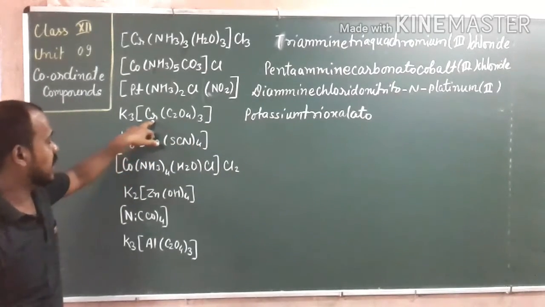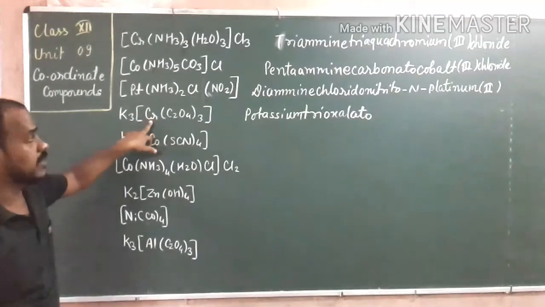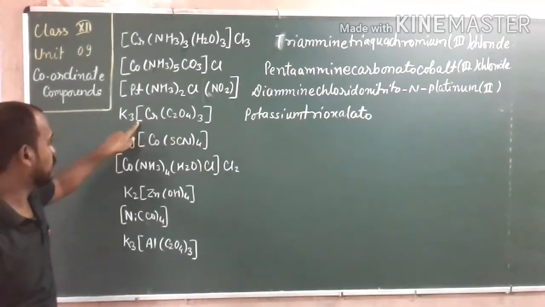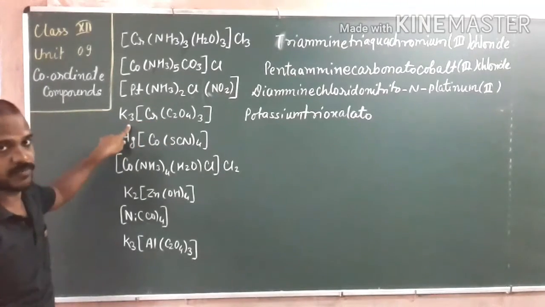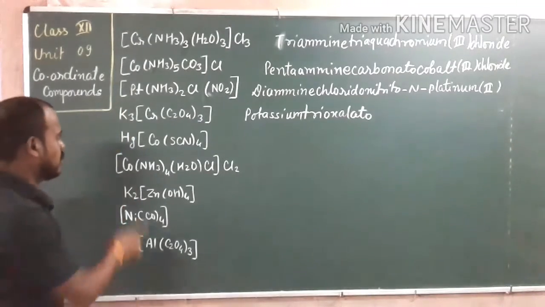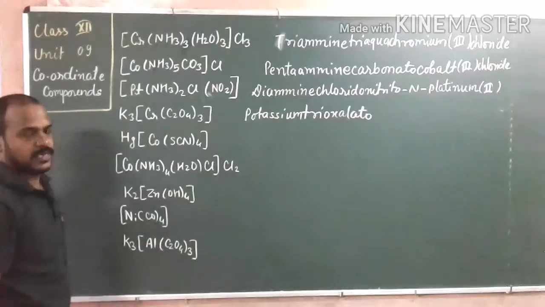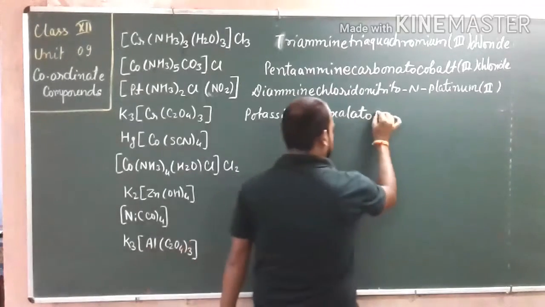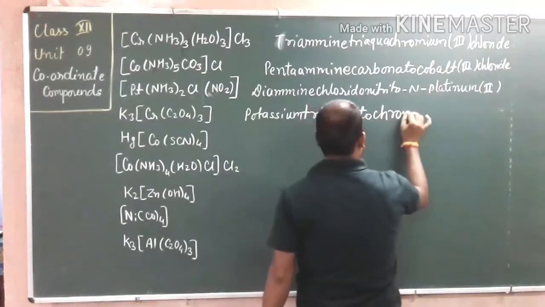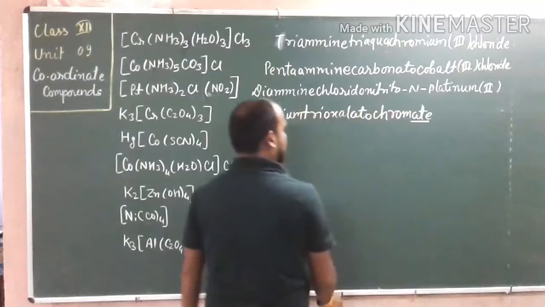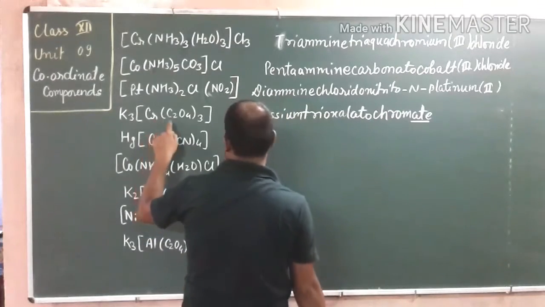So now we will change the name of this chromium. Why? Because this entity is an anion. Because before the square bracket there is potassium. Remember this thing: before the square bracket there is something. That's why we will change the name of this metal. So from chromium it will become chromate. We are using this "ate" here. Okay, so from chromium it is chromate.